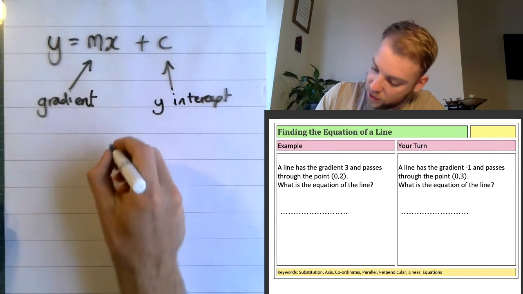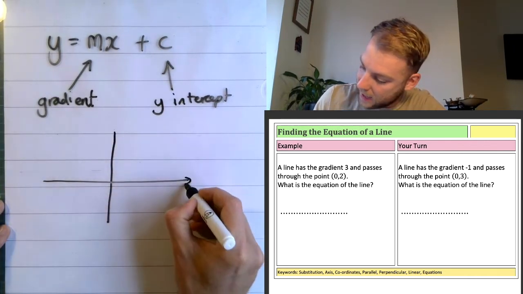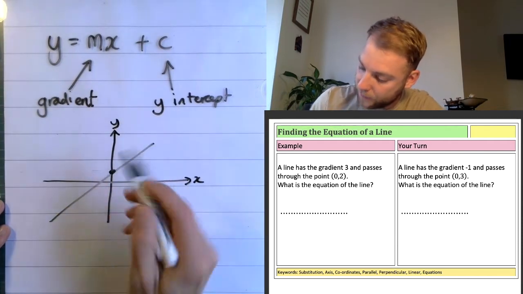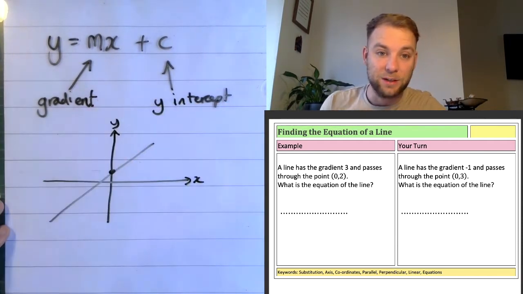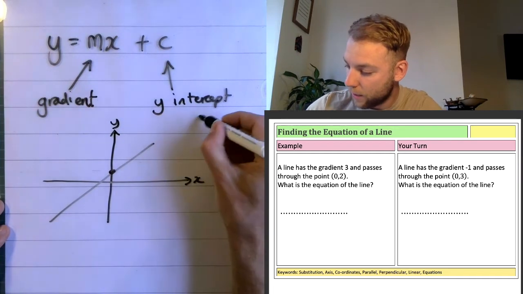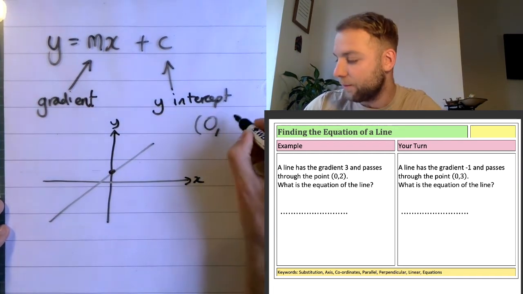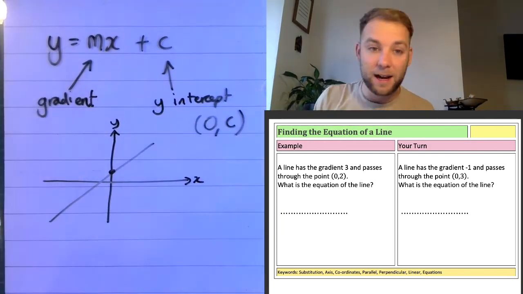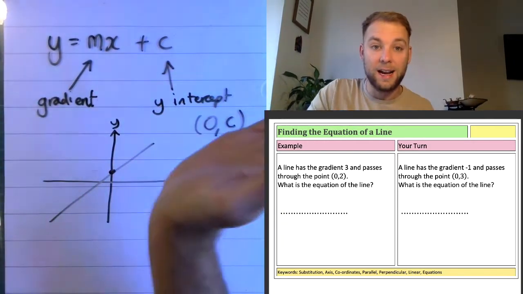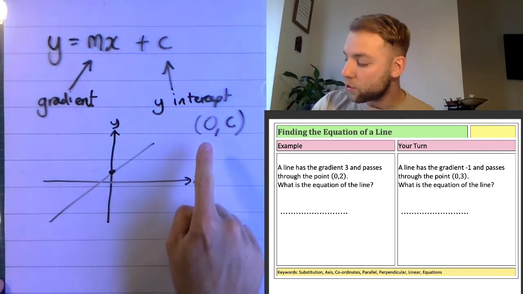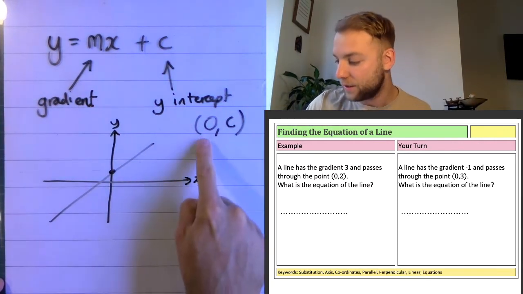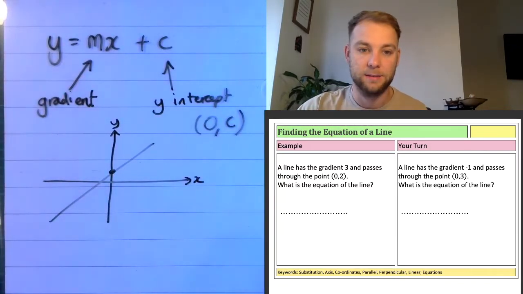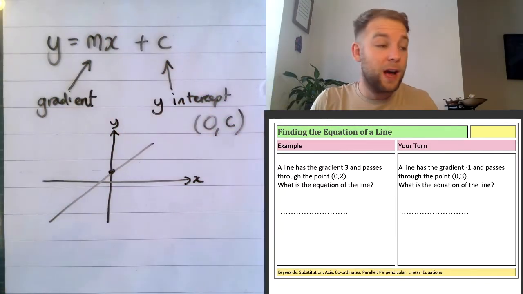If I have a look at this graph here, and this is x and this is y, I actually cut here when my x is equal to 0. So I cut it when it's at 0 and something. I'm going to call that c, okay? So here, m is my gradient, and this is the steepness of the line, how steep it is. And if you've got a point which is (0, c), this is the y-intercept, so where I'm cutting that y-axis. Okay, so let's have a look at this first question.